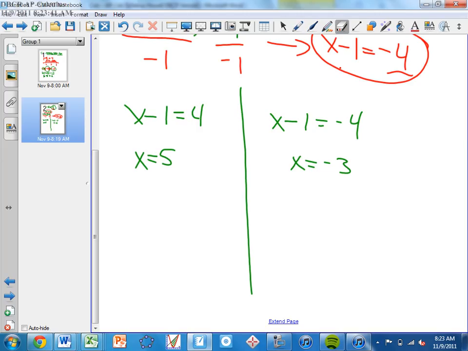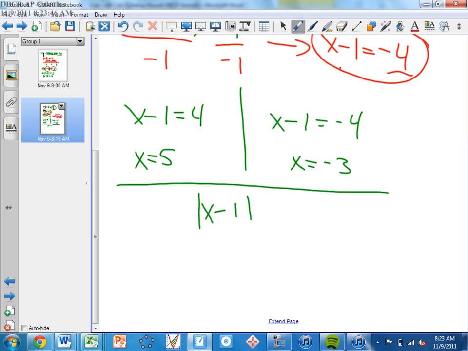Our original equation said the following. There's our original equation at the bottom. Take the 5, take the negative 3. Try them both. Do they both work? They do both work here. 5 minus 1 is 4. Absolute value of 4 is 4. Negative 3 minus 1 is negative 4. But the absolute value of negative 4 is still 4. So if you check both of these, they both work. Okay? They both work in this case.